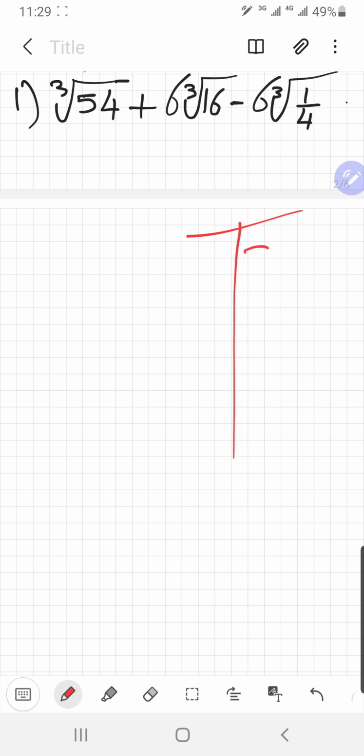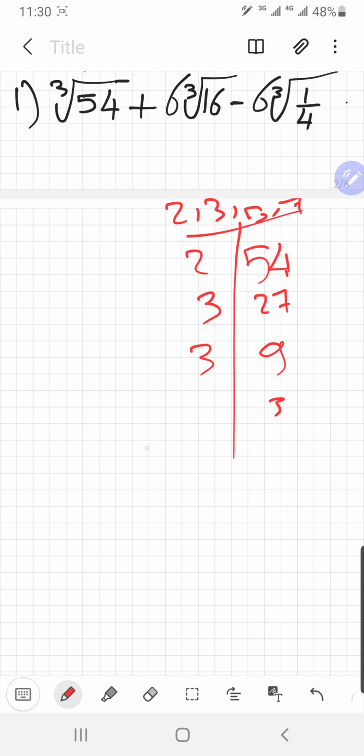factorization. So 54 is factorized by the prime numbers, which are 2, 3, 5, 7 and so on. 54 divided by 2 equals 27. 27 cannot be divided by 2, but it can be divided by 3 exactly, so the answer will be 9. 9 divided by 3 is 3, then 3 and 1. Since it is a cubic root, I take the number 3 times. Here you have 3, 3, 3, so I take it just one time. So it will be 3 cubic root 2.